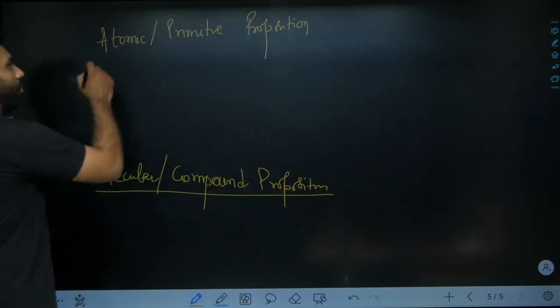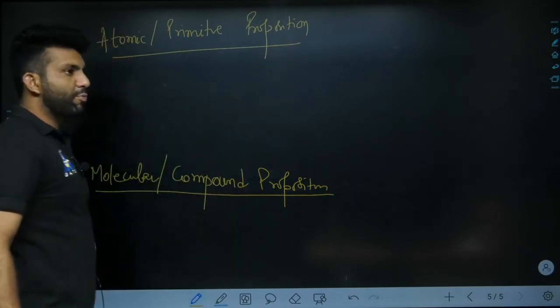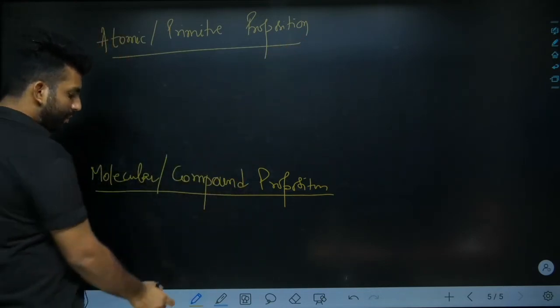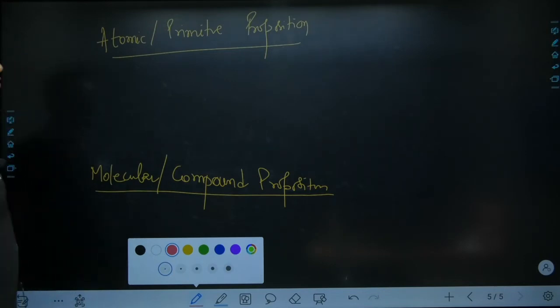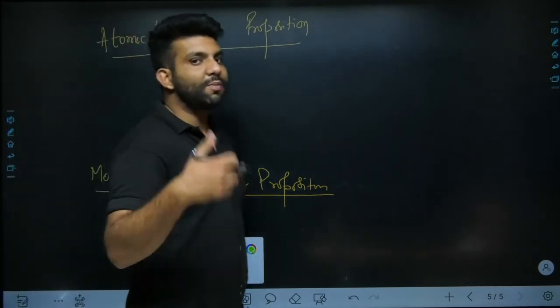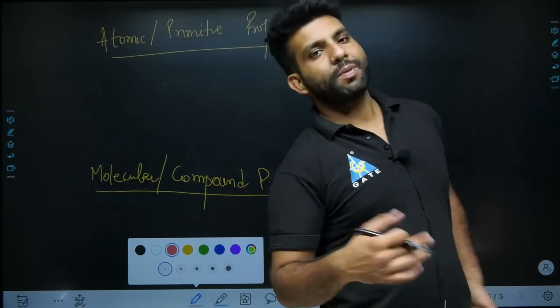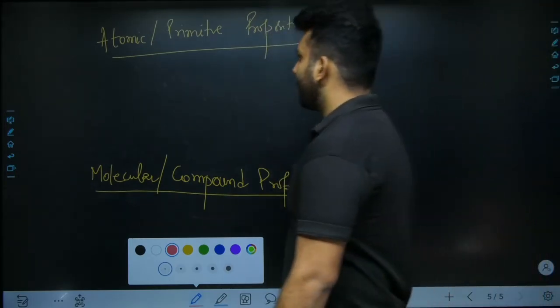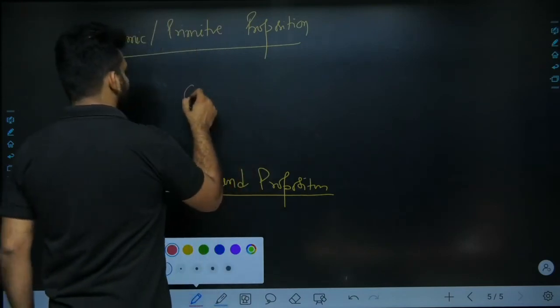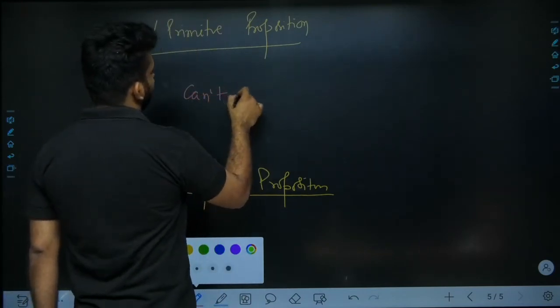Okay, what are atomic or primitive propositions? These are the propositions which cannot be broken into further propositions. They are the primitive form of proposition, the basic propositions I am having. They can't be broken further.